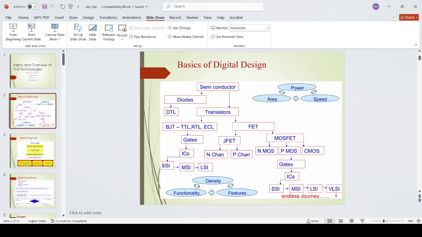So now if we see the process of designing a digital logic system, mainly they depend upon the density, functionality, and the features. If we observe, these three are very important for the evolution of an IC. So first of all, what is meant by density? It is the number of components like transistors or gates that are integrated on a single chip.